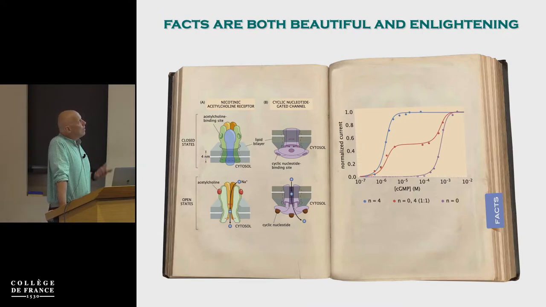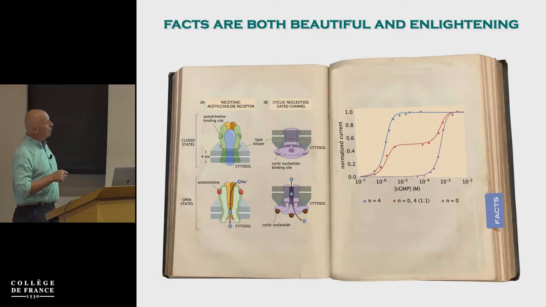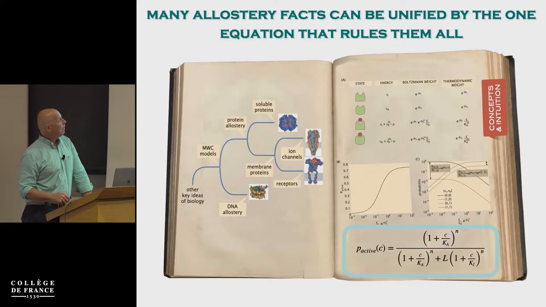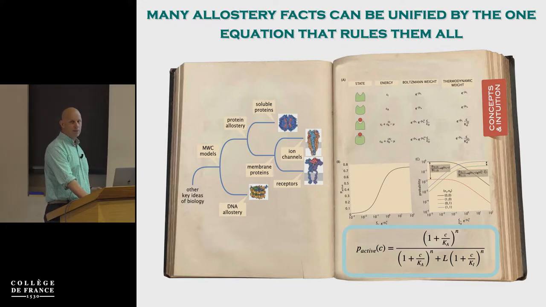So last week, I argued that there's very beautiful and also enlightening factual knowledge. For example, we know things about the structures of ion channels, and that's going to be one of the topics I discuss today. We know things about the very interesting relationship between how much current passes through them and the concentration of some ligand which causes these channels to open and close. But what I want to say is that it's very interesting and perhaps even more powerful if we can go beyond this factual thinking and focus instead on conceptual thinking. As I said, today I'm going to argue for a conceptual unification of a bunch of different classes of macromolecules using the tools of statistical mechanics, culminating in one key equation, which I hope to at least give you a feeling for as I go along.